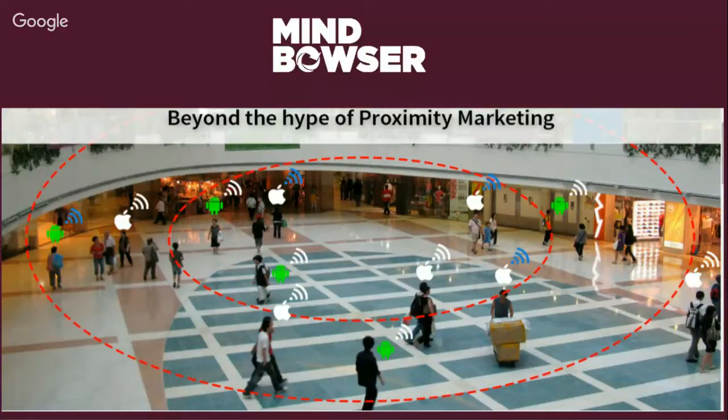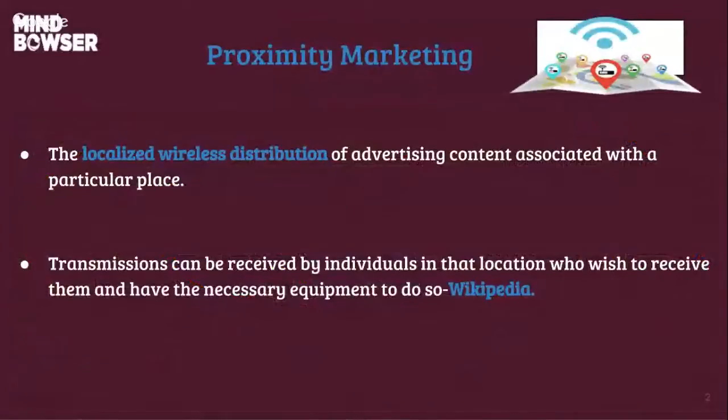So here we start talking about proximity marketing. So what exactly is proximity marketing? Proximity marketing is localized wireless distribution of advertisement. It is also known as hyperlocal marketing, which uses cellular technology or any technology to send marketing messages to mobile devices. So this is all that constitutes proximity marketing. Transmissions can be received by individuals in that location who wish to receive them and have the necessary equipment to do so. This is a more technical definition of proximity marketing.